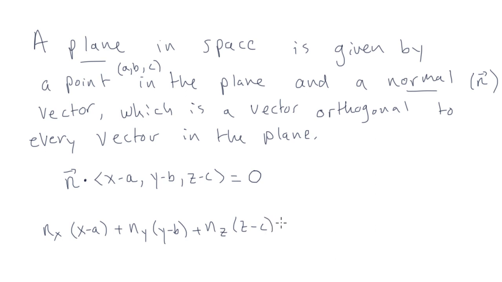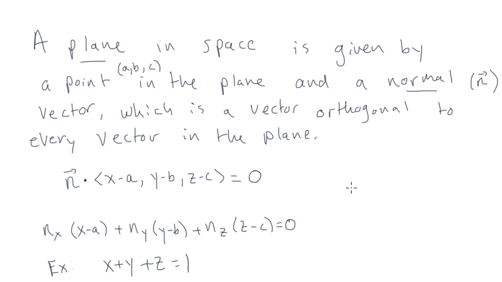We'll get just a simple linear equation of the plane. And now nx, ny, and nz are known numbers. Those are just the components of the normal vector. A, b, and c are known numbers. Those are just the coordinates of the point in the plane. x, y, and z here are the variables. So if you want an example, you can have x plus y plus z equals 1 or something like that. And so let me try to draw a picture of what's going on here.